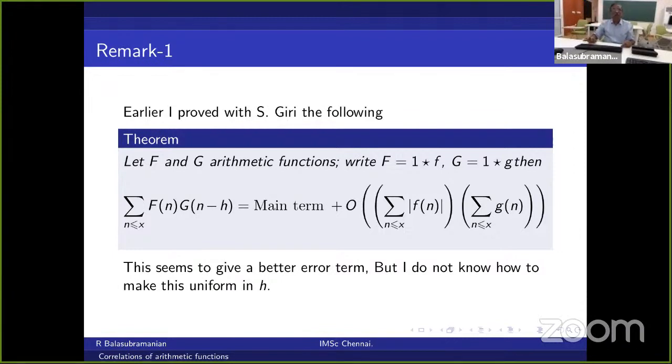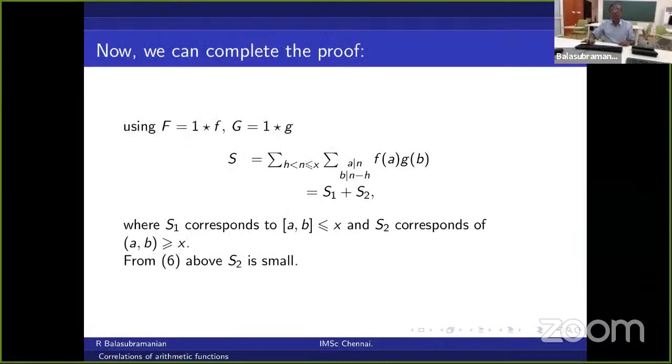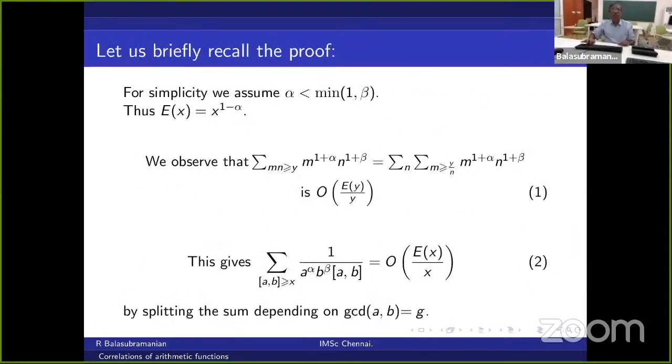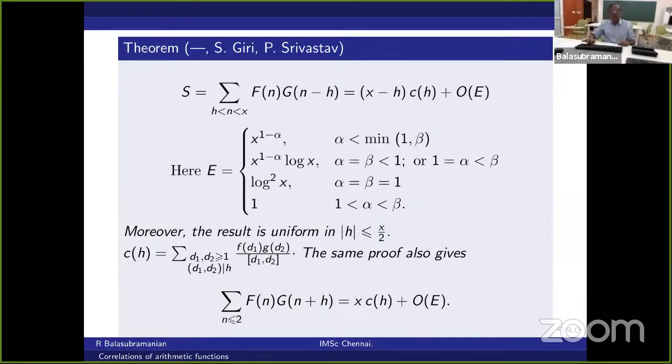That's why I thought I would make somewhat simpler assumptions so that I can make things uniform in h. And that's exactly what I want to prove. I will give the proof to see where this uniformity comes from.